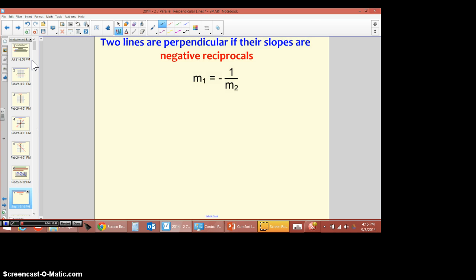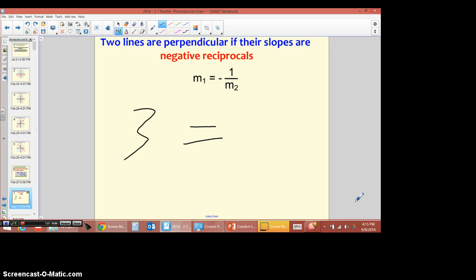Now, if we look here at perpendicular lines, they have a negative reciprocal slope. So right here, if I were to say that the slope of the first line is 3, then the perpendicular slope would be negative 1 over 3. That's all we're talking about. I call it flipical reciprocal. I take it and I flip it upside down, and then I make it negative.